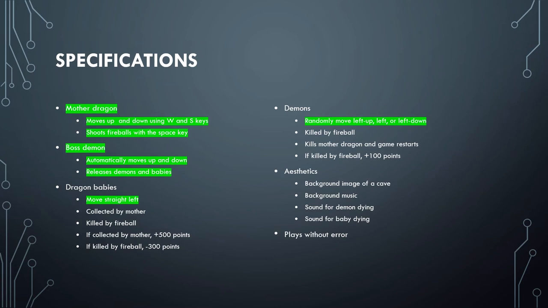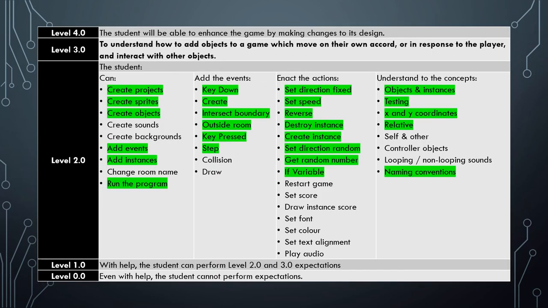There you go. We have now completed all the specifications in relation to the boss demon, and we've completed the first specification for the baby dragon objects. And it'll be no surprise that in doing this video, you have actually learned nothing new. We have just been applying the knowledge that we have learned in our previous tutorials.